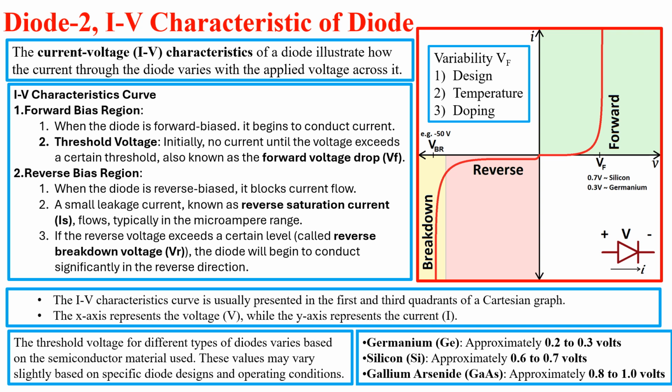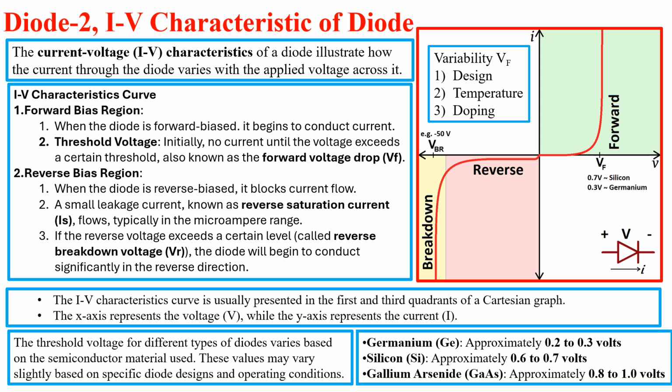If the reverse bias voltage exceeds a certain level called the reverse breakdown voltage, the diode will begin to conduct significantly in the reverse direction, as shown, where the current sharply increases. This can damage a regular diode, but Zener diodes are designed to operate safely in this region.